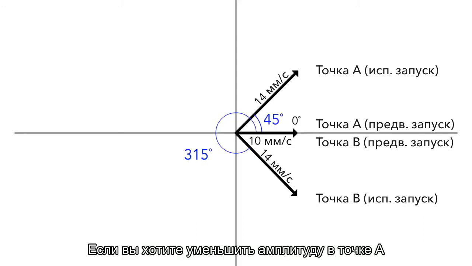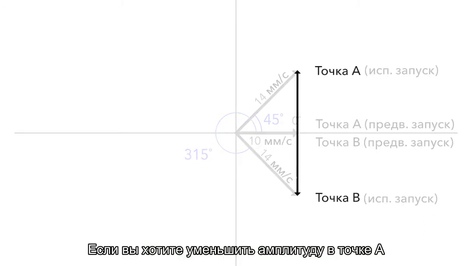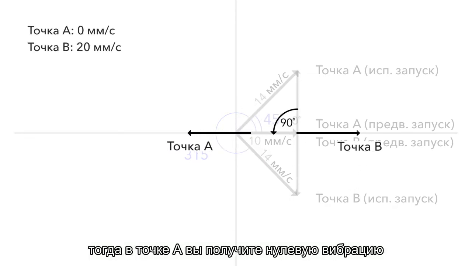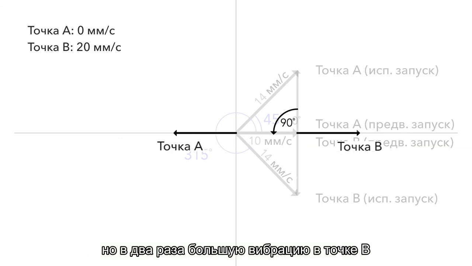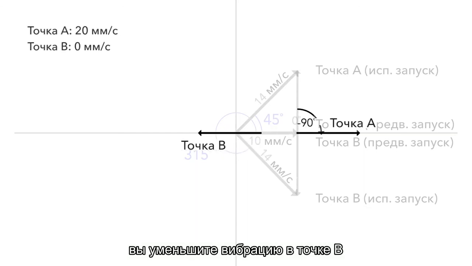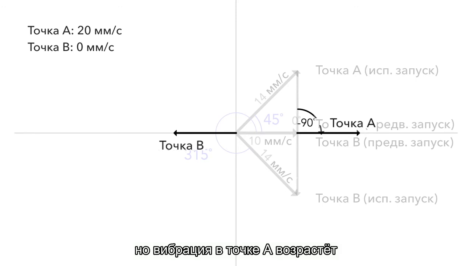Try to find out what is the reason. If you want to decrease amplitude in point A, you must turn the mass off plus 90 degrees. Then you get zero vibration on point A, but 2 times higher vibration in point B. When you turn off minus 90 degrees, then you decrease vibration on point B, but you increase vibration in point A.